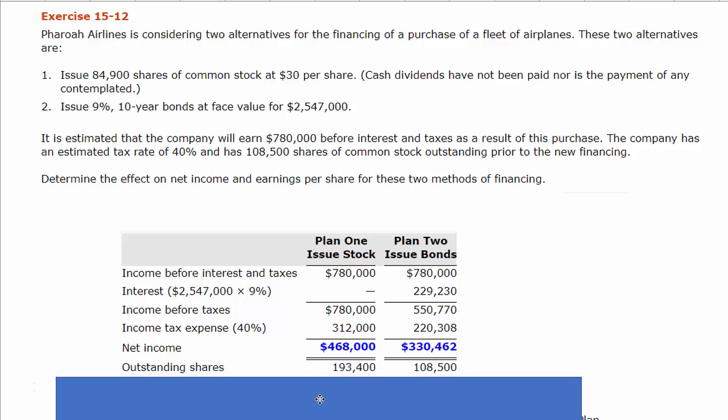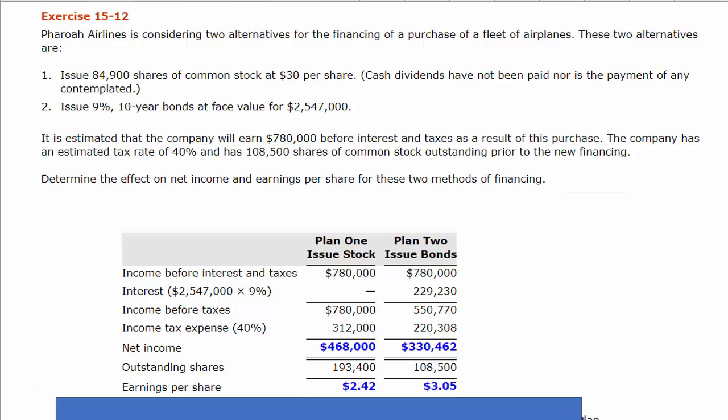Okay, then if we write down the number of outstanding shares we would have under each alternative, we have 193,400 or 108,500. Now bonds, the number of shares was given right here. So if we issue bonds, there's no additional shares. But if we issue stock, we have to add 84,900 to it to come up with the outstanding shares.